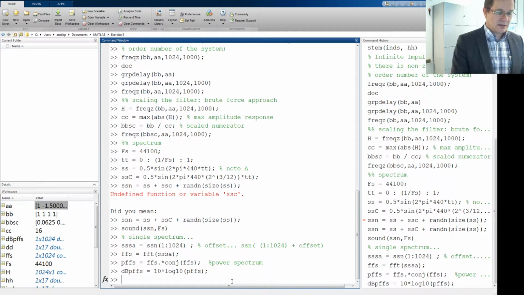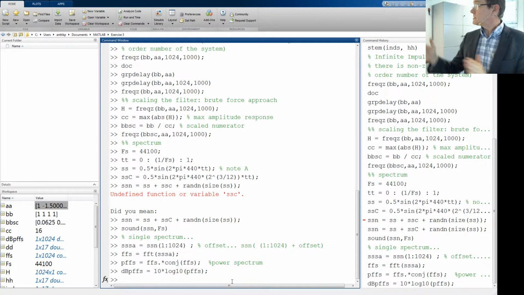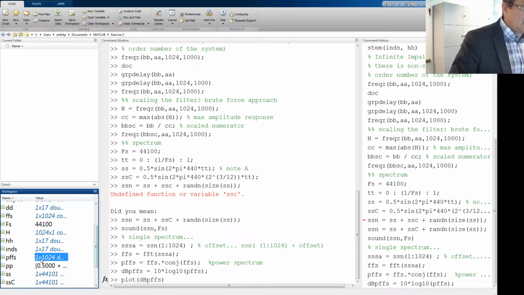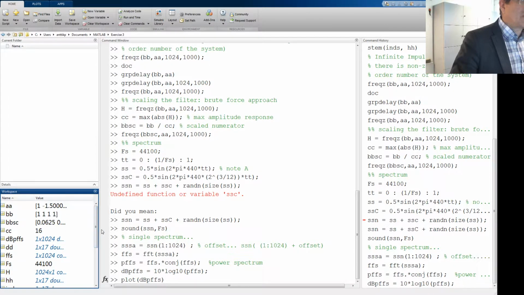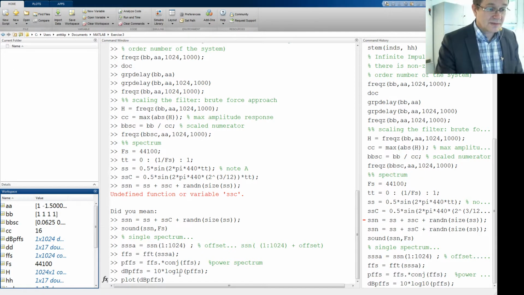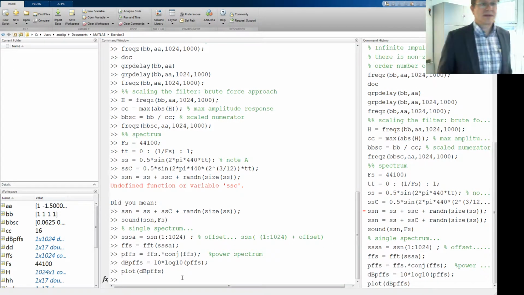Next we should plot it. I'll just plot it like it is to make a point. dB PFFS. And let's see. As you can see, FFS was a complex number, but then we went to the PFFS. It's double. Well, that's because you had the number multiplied by a complex conjugate again. So you get real numbers. All right. It looks like that.